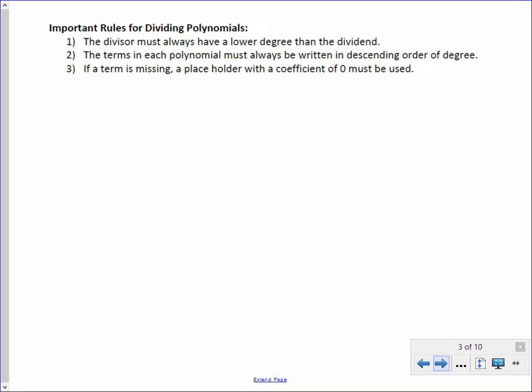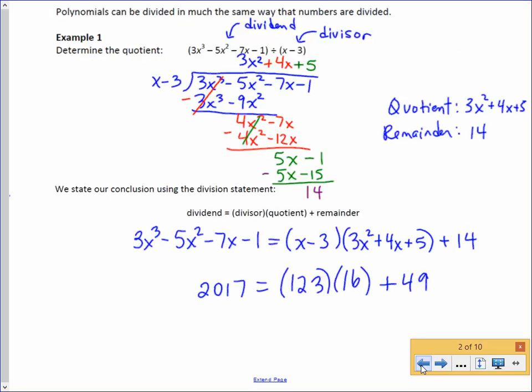If any term is missing, you need to put a placeholder. And what I mean by a placeholder is, if say the x squared term is missing, you put 0x squared. If the x term is missing, you put 0x. You need that placeholder, because just think, guys, if you don't have a placeholder, things aren't going to line up, and then things are going to get confusing.